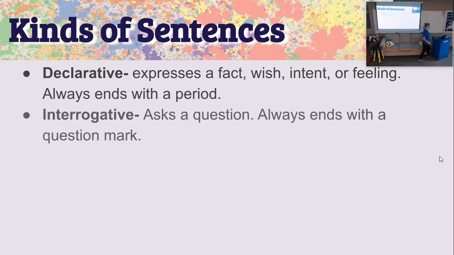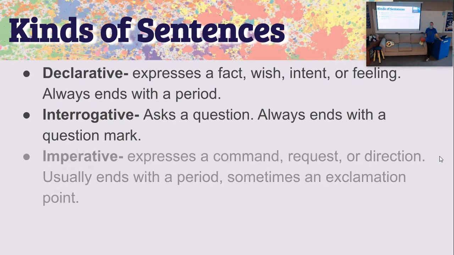The next type of sentence is an interrogative. Ooh, wait, where have we seen that word before? What does that word sound like? Interrogative. Interrogate. And when we interrogate, what do we do? We ask a lot of questions. Okay, so interrogative sentences are always going to be questions. Do you want to go get tacos with me? Okay, interrogative. They're always going to end with a question mark.